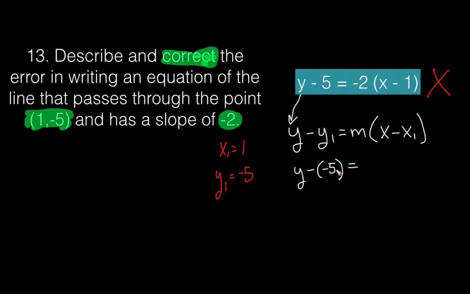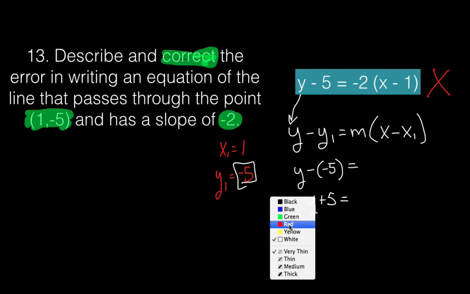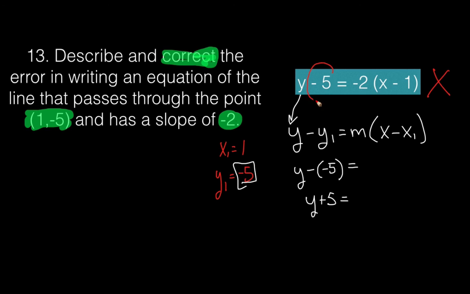If I look at the left side of my equation, I think I can already spot my first problem. Y minus 5 would indicate that y1 was a positive 5. But in fact, I can see here that my y1 was actually a negative 5, so it should be y minus a minus 5, which would make it y plus 5. So here I spotted my first error, and it's right here. This should not be y minus 5. This should be y plus 5.